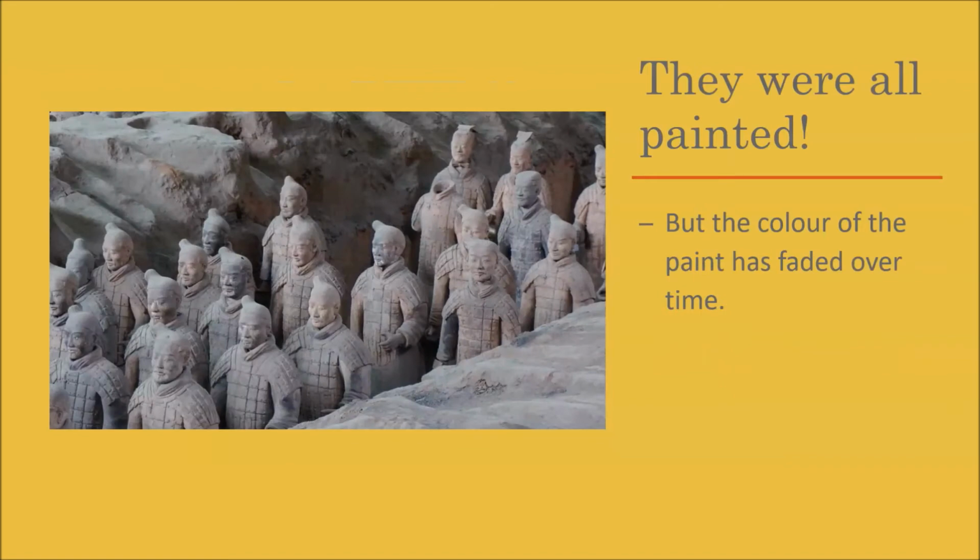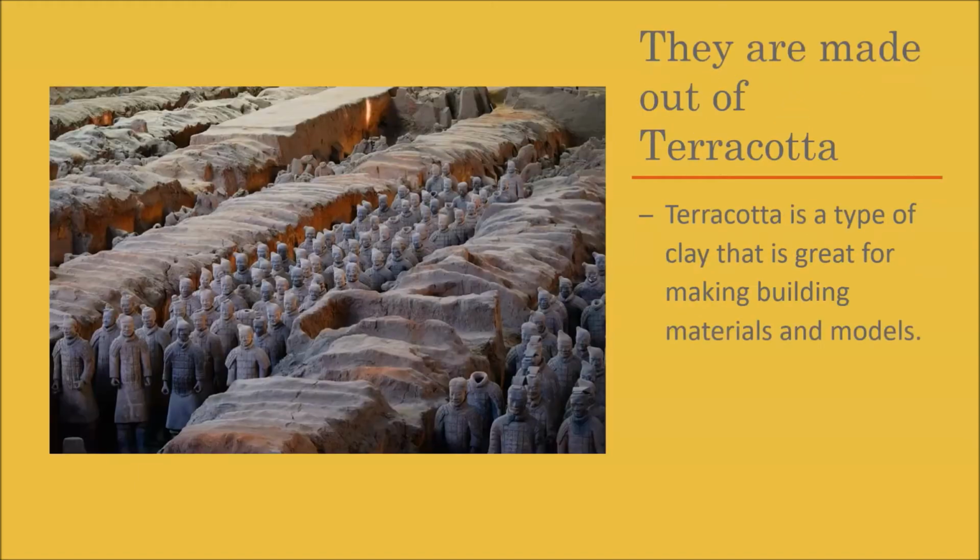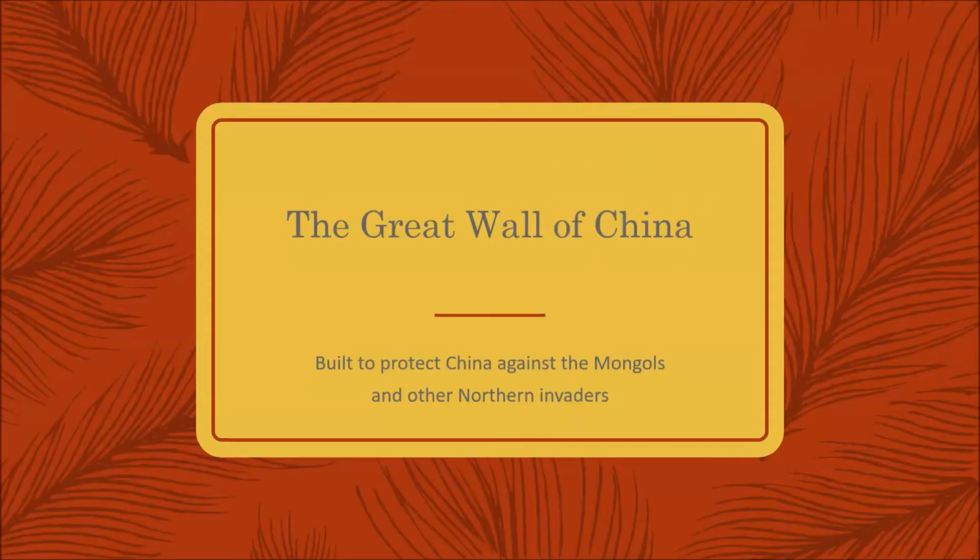They were once all painted, and of course, over time, the colour of the paint has faded, so it would have been quite magnificent to see them all fully painted. And they're made out of something called terracotta. So terracotta is a type of clay that is great for building materials and models.